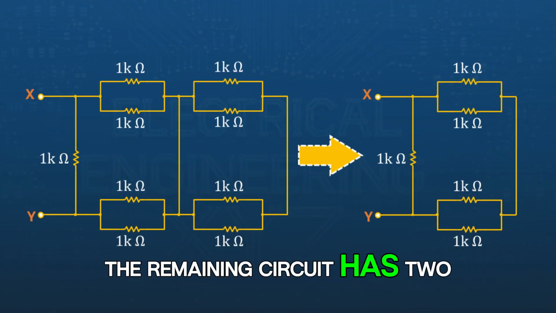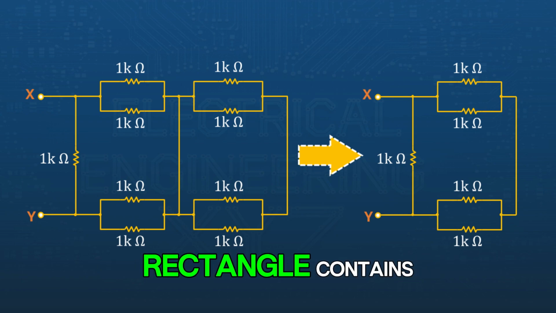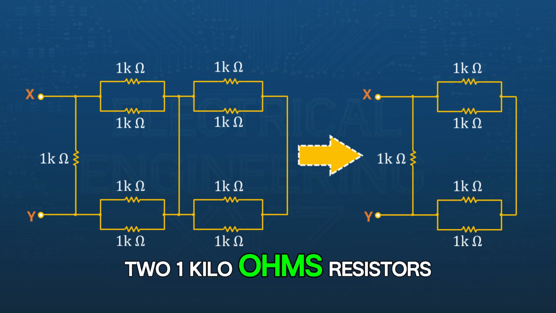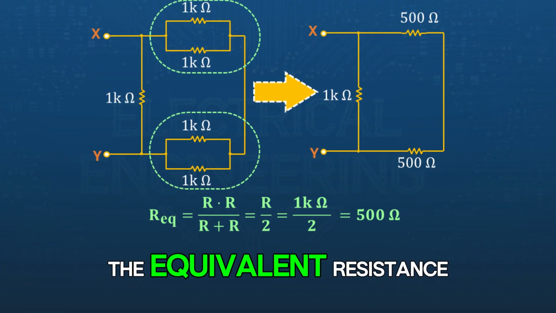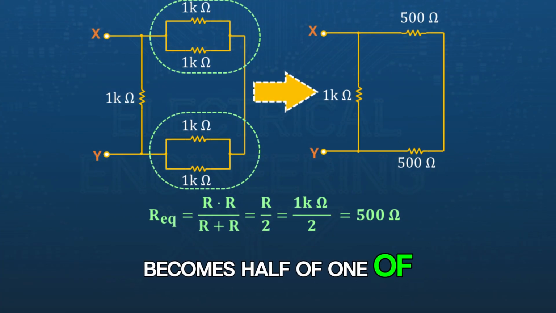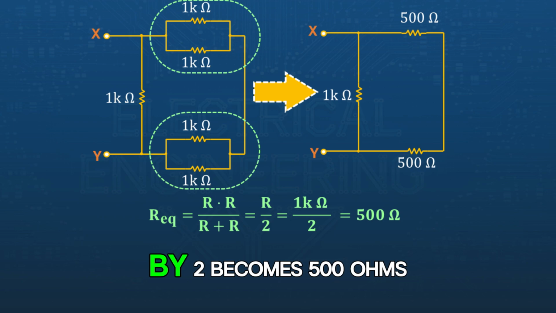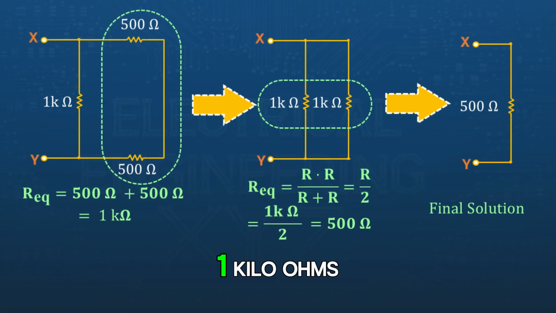The remaining circuit has two rectangular blocks, and each rectangle contains two 1 kilo ohm resistors in parallel. For two equal resistors in parallel, the equivalent resistance becomes half of one of them. So 1 kilo ohm divided by 2 becomes 500 ohms. Next, add 500 ohms in series to obtain 1 kilo ohm.